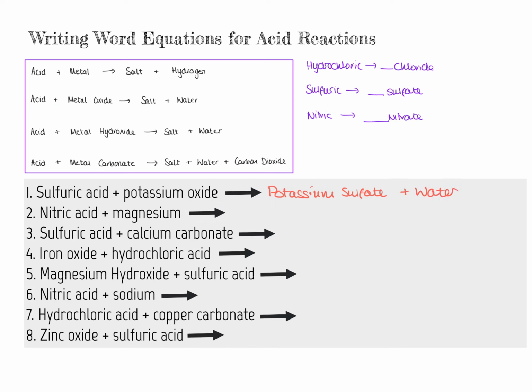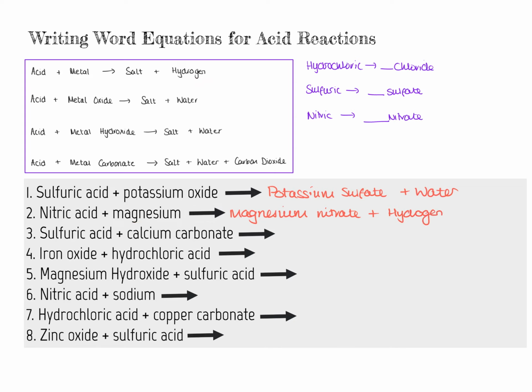Okay, number 2, nitric acid and magnesium. So this time it's not a metal oxide, it's just a metal on its own, so we're going to use this equation at the top. And we know that it makes salt and it makes hydrogen. So first we need to name the salt, so we'll put the metal first, which is magnesium. And then the ending of the salt, if it's nitric acid, will be nitrate. So it's magnesium nitrate plus, if I refer back up here, plus hydrogen because it's just a metal on its own this time. So plus hydrogen.